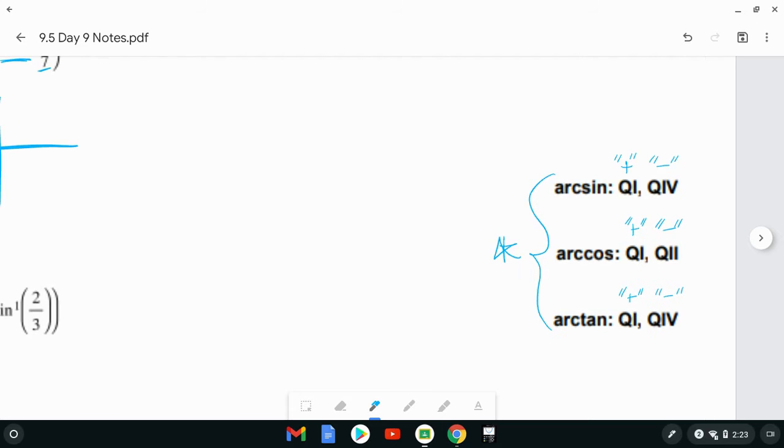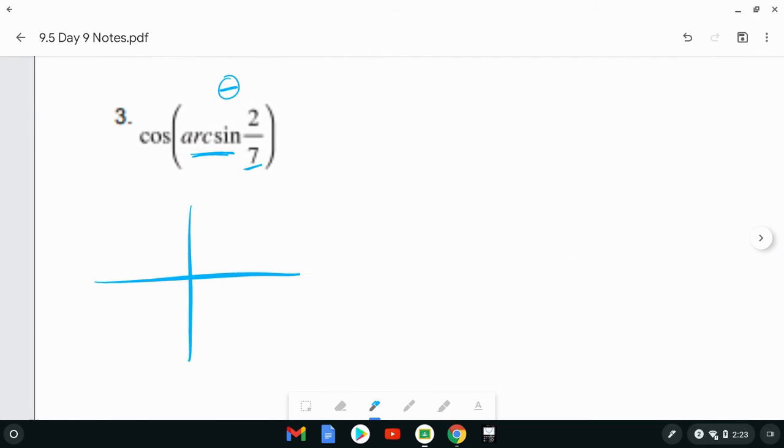So if we're trying to use the arc sine, because our ratio is positive, we're going to be in quadrant 1. Again, for sine, never in quadrants 2 or 3. On that reference triangle, this is our angle. We don't know the actual angle, but we know that angle puts us in quadrant 1. We can create our reference triangle.